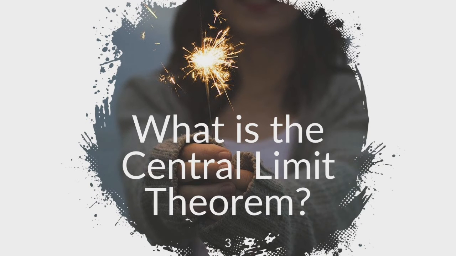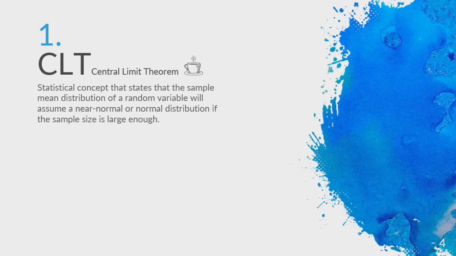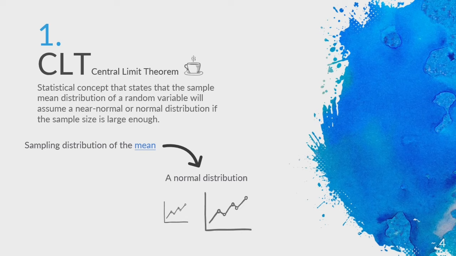Let's start with the question, what is the Central Limit Theorem? The Central Limit Theorem, or it can be abbreviated as CLT, is a statistical concept that states that the sample mean distribution of a random variable will assume a near normal or normal distribution if the sample size is large enough. In simple terms, the theorem states that the sampling distribution of the mean approaches a normal distribution as the size of the sample increases, regardless of the shape of the original population distribution.